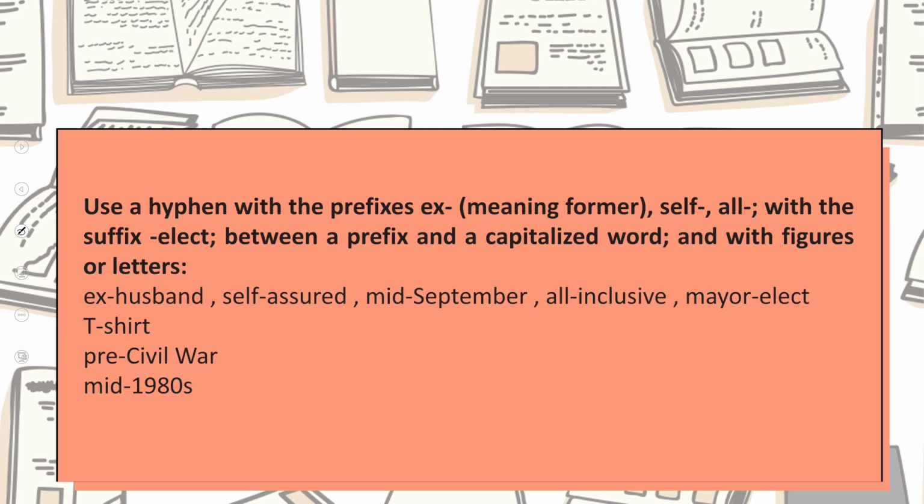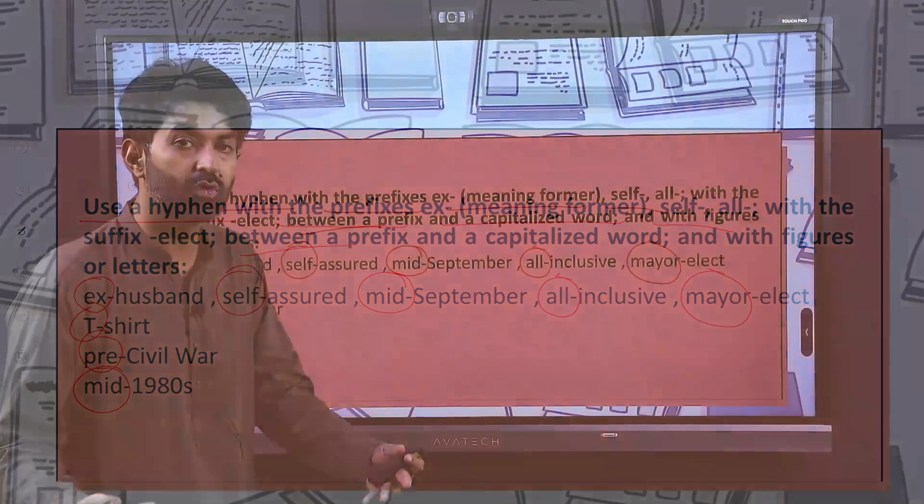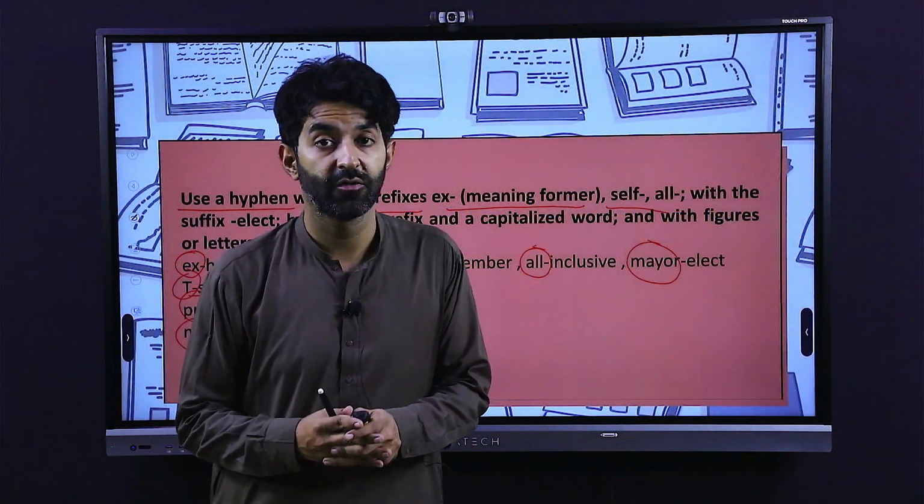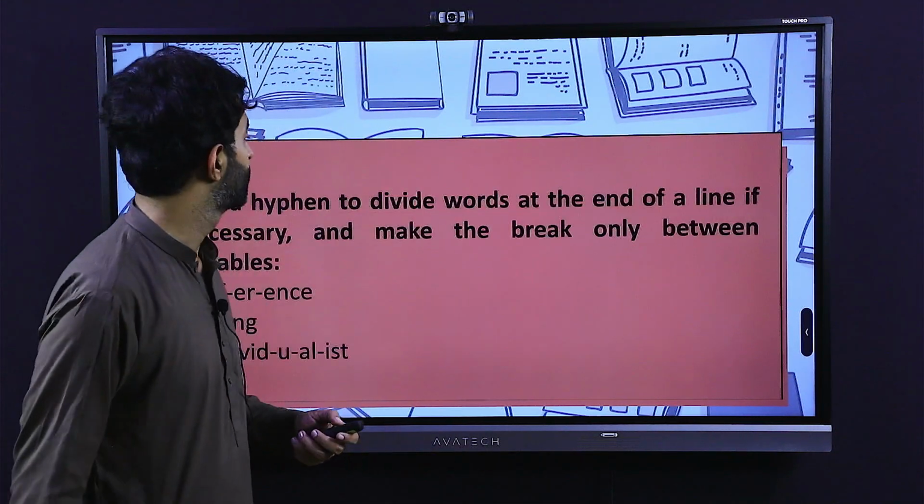Now, use a hyphen with prefixes or with suffixes. We have already talked about it. Ex-husband, self-assured, mid-September, all-inclusive, mayor-elect, T-shirt, pre-Civil War, mid-1980s. All of them are prefixes and you have to use your hyphen punctuation mark.